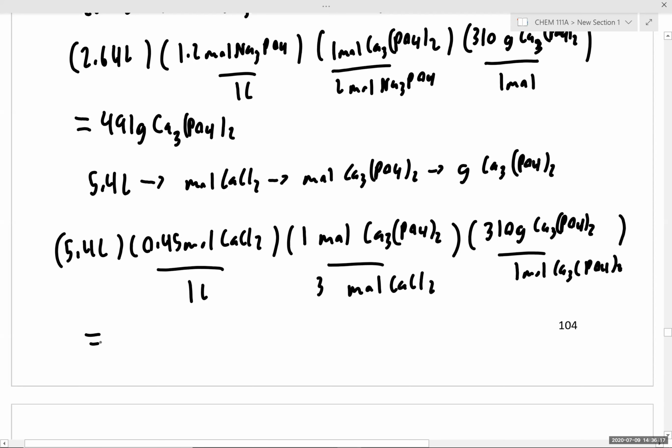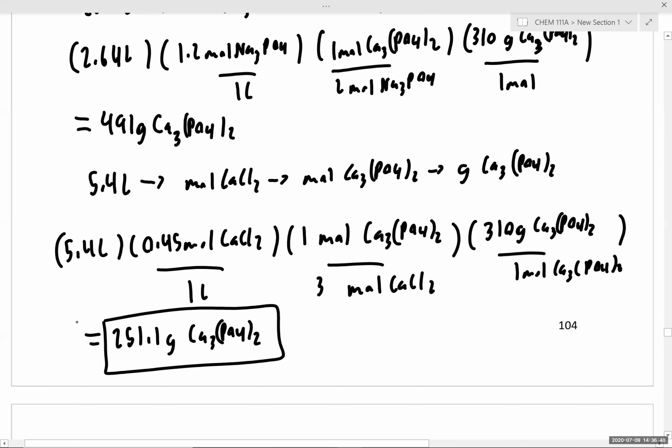And that in turn gives us, so we have 5.4 times 0.45 over 3 times 310. That gives us 251.1 grams of calcium phosphate expected. Okay, perfect. So we finished the first portion of this problem.